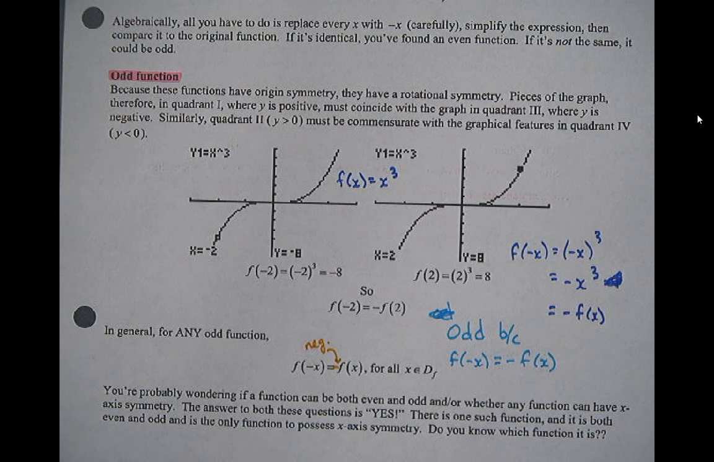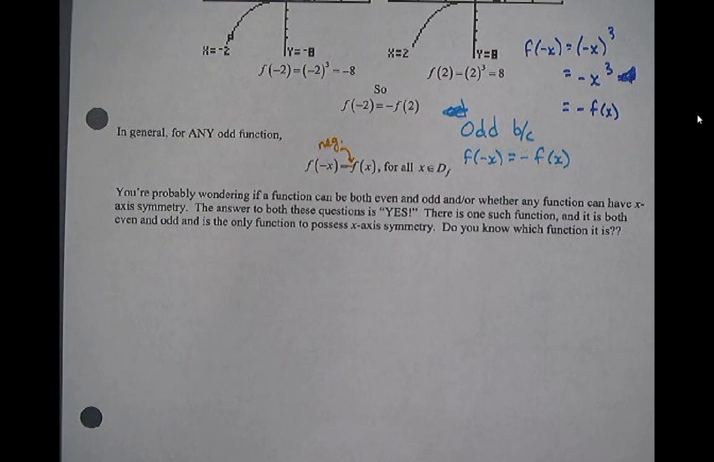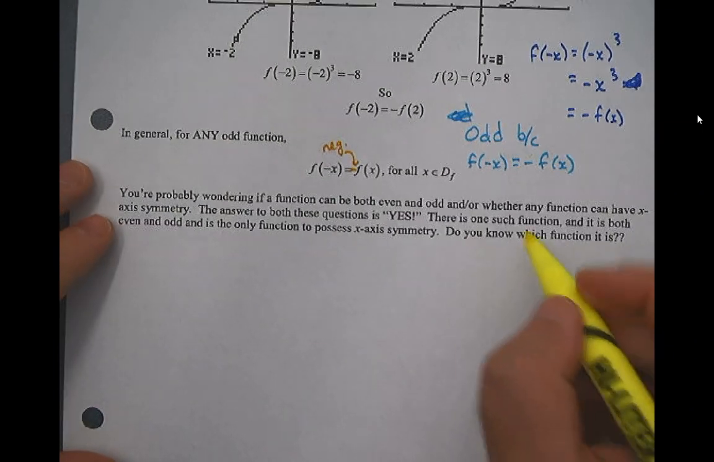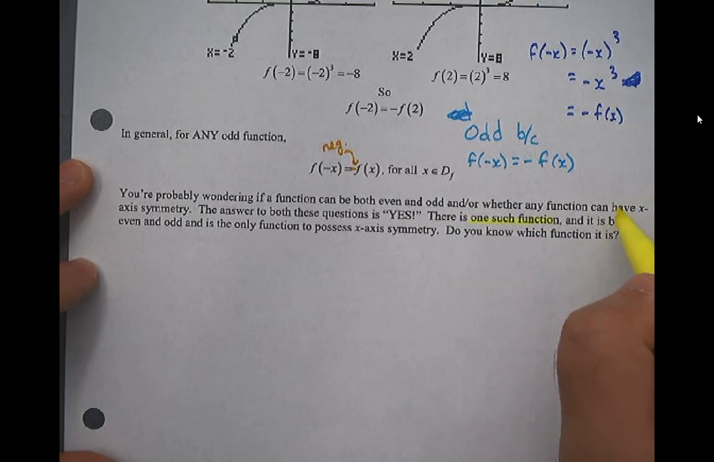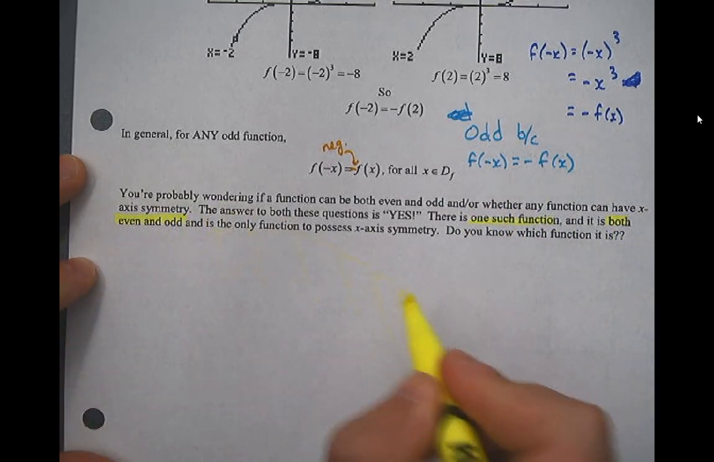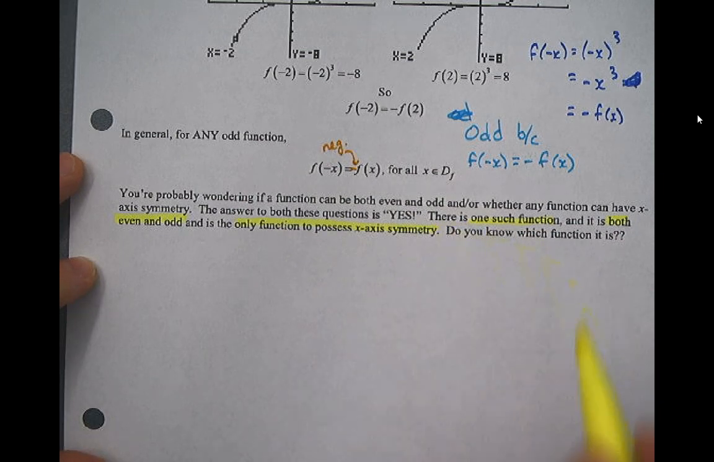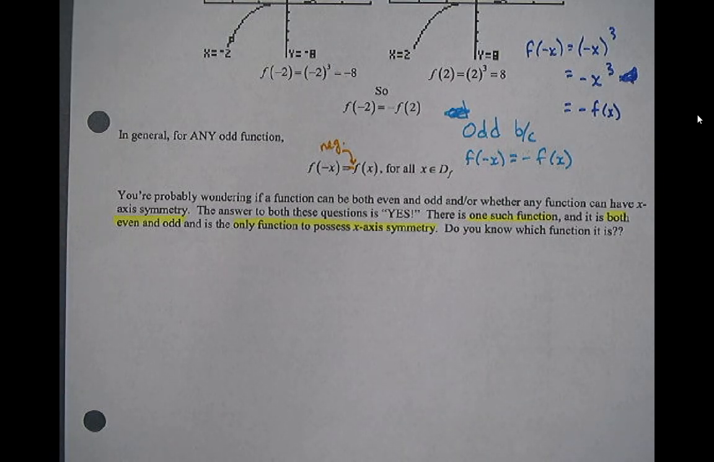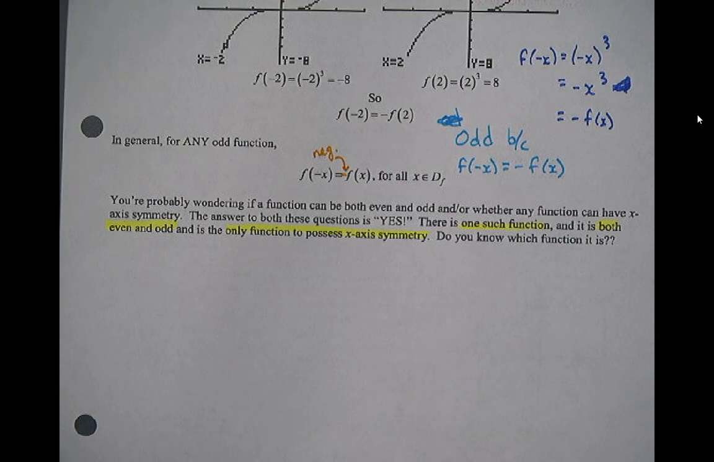Okay, so can a function be odd and even? No. Well, there is one function. It's kind of a boring function. You can try to think of that function on your own. There is only one function that is both odd and even, and it's the only function to possess x-axis symmetry. Think about it, maybe you could figure it out on your own. But every other function is either odd, even, or neither.